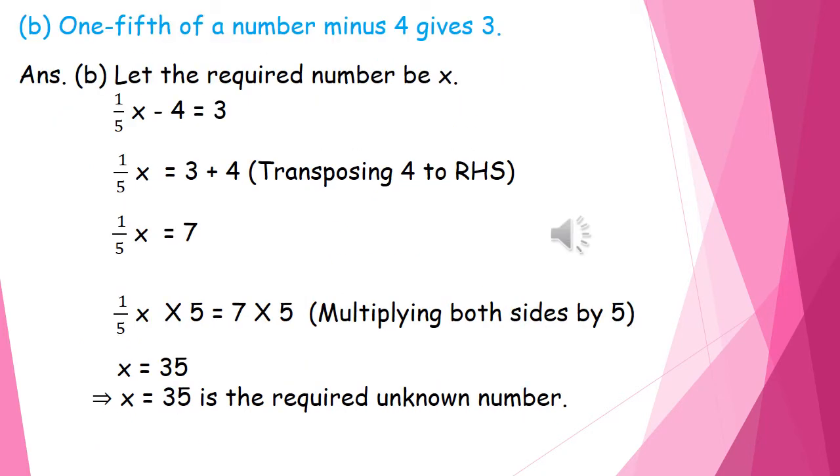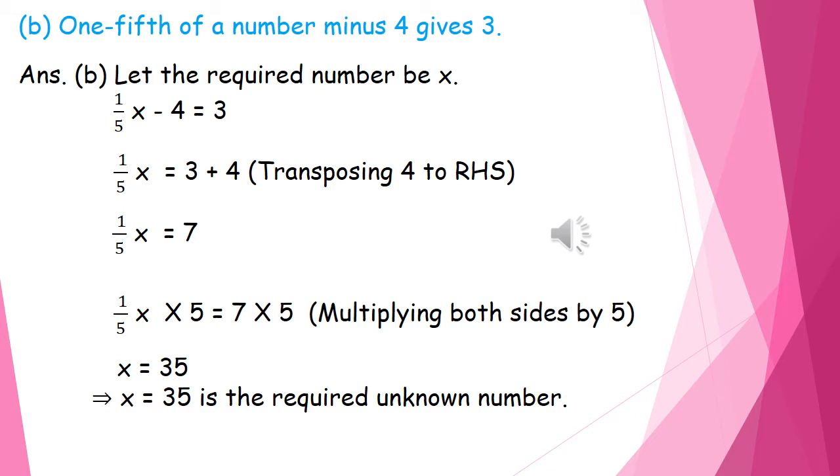Part B. 1/5 of a number minus 4 gives 3. Let the number be x. 1/5 of the number will be 1 by 5 of x, that is 1/5 x, minus 4. So according to the question, 1/5 x minus 4 is equal to 3.